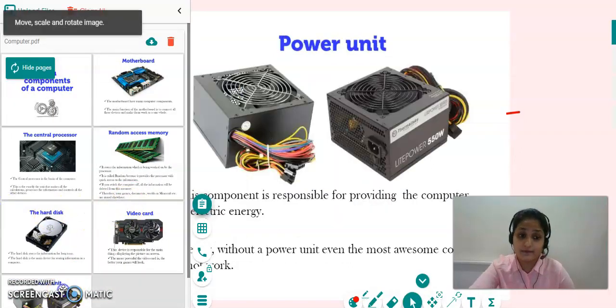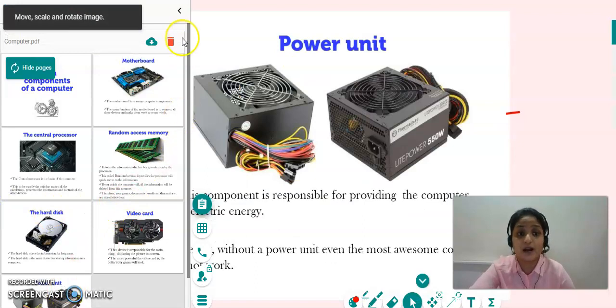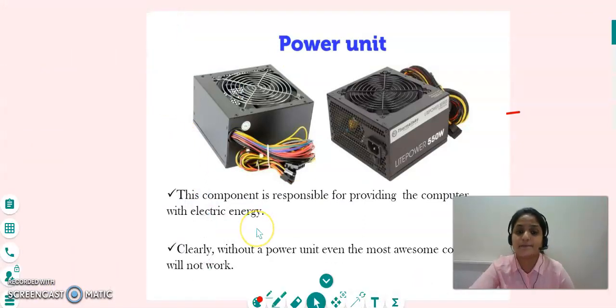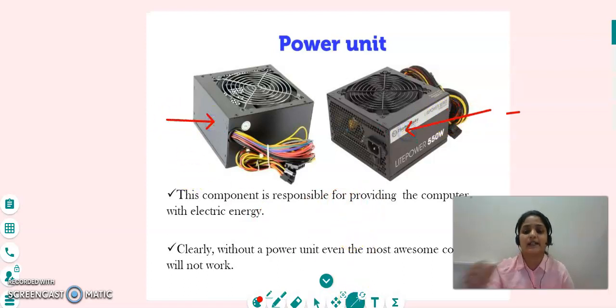The last one we will be learning about is the power unit. Okay, so power unit means, as you all know, it's about the electricity, right? Is it possible to use the computer without electricity? No, right? You need electricity for that. So we have to add some device inside the computer that will provide the electricity. Okay, so this is the device which is called power unit. This is the device which will connect it to the CPU, and they will provide electricity to the computer.